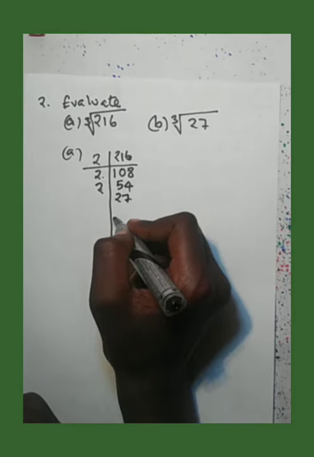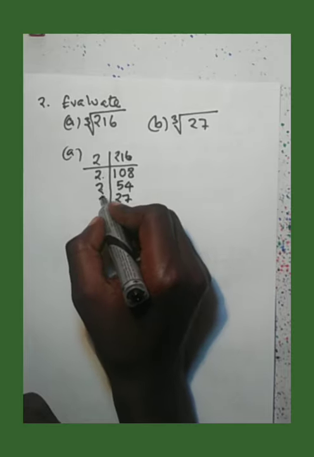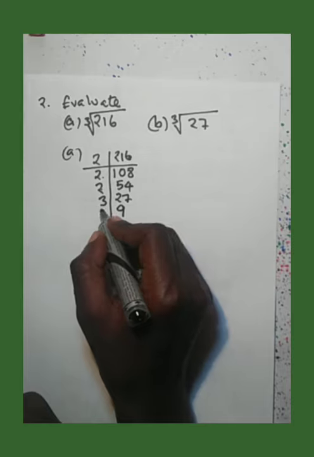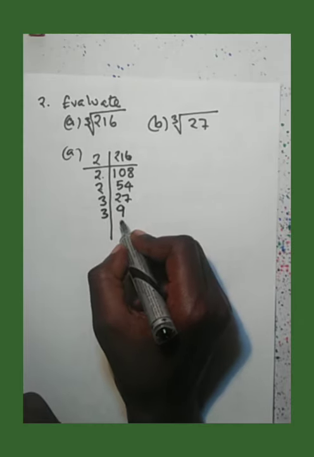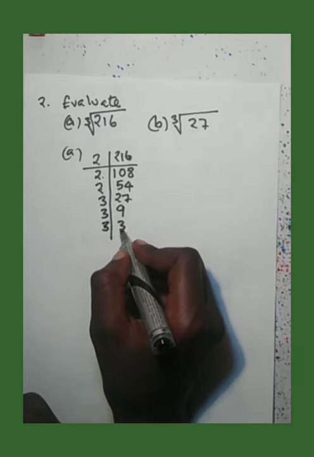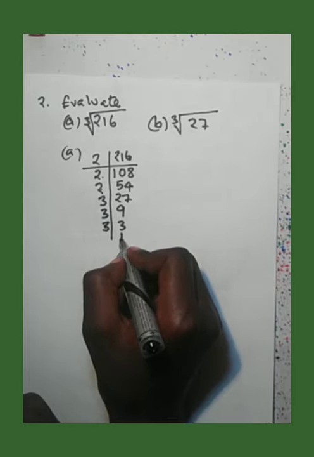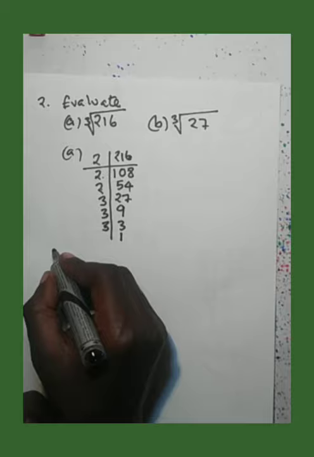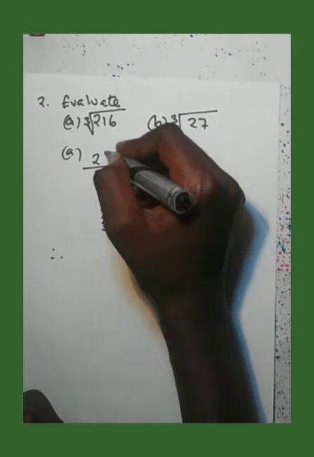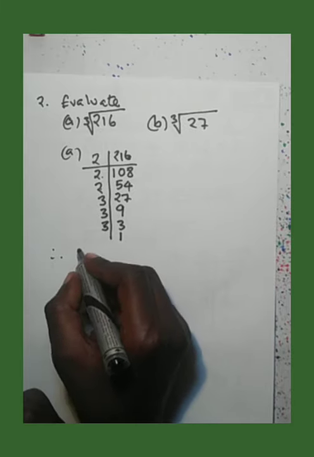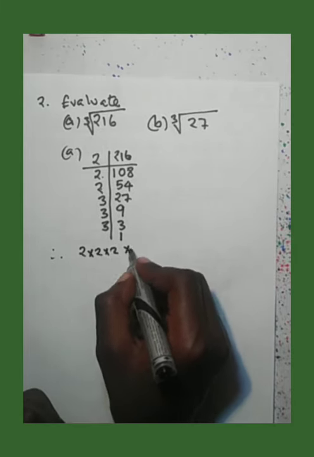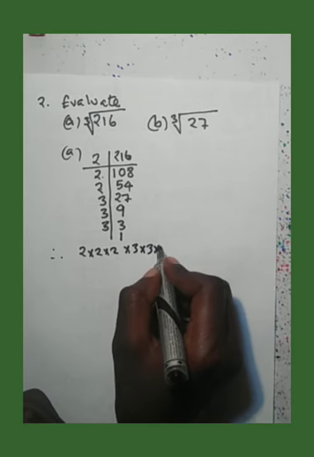Okay, so now we have 27. The smallest number that can go into 27 is 3. So 3 into 27, we have 9. And then 3 again into 9, we have 3 here. And then again, the last one, 3 into 3, we have 1 there. And so therefore, we can write this as a product. The 216, we can write it as a product of its prime factors. So we are going to have 2 times 2 times 2 times 3 times 3 times 3.